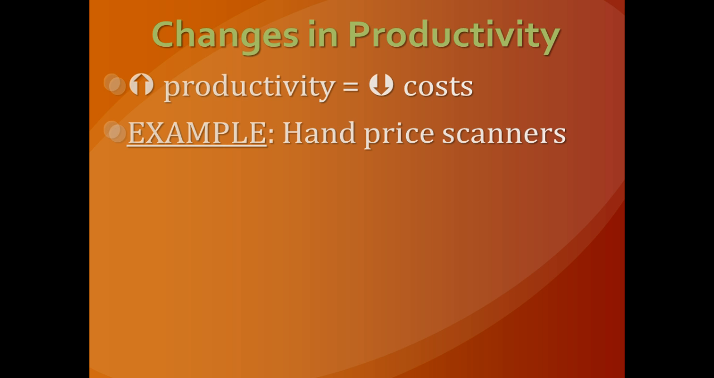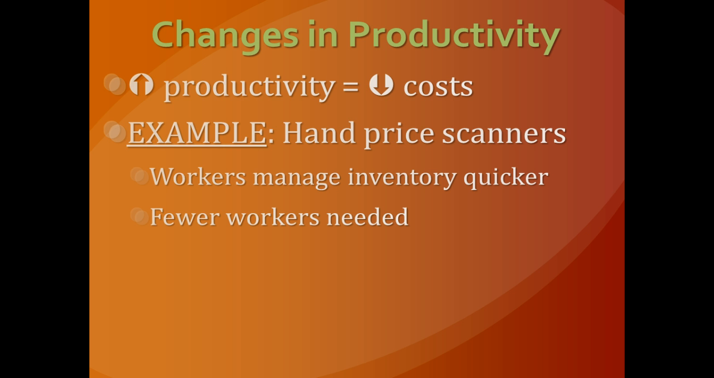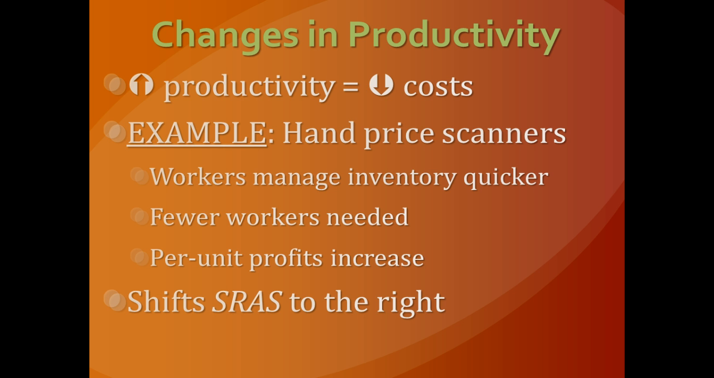So, for example, hand price scanners. If you're trying to keep track of inventory in a large store, and you only have to hire one person to go around and just scan all the merchandise, as opposed to sending an army of people to count everything by hand, then you're going to be lowering the time it takes to manage inventory. You're going to make it so that you don't have to hire as many workers, and it's going to be a whole lot less expensive. So your per unit profit is going to rise significantly. And if that happens, then we would expect a right shift in the short run aggregate supply curve because of this increase in profit.